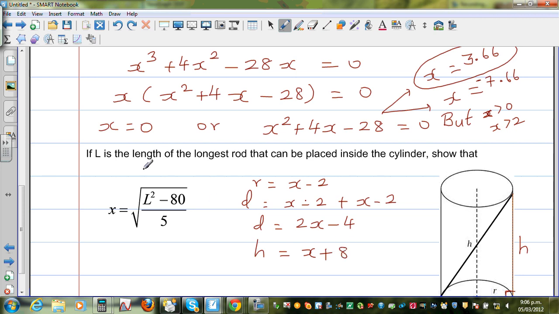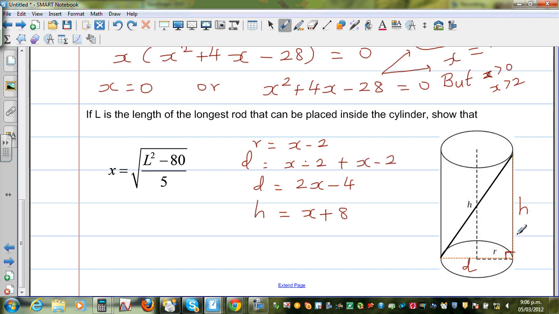So let's read the question. If L is the length of the longest rod that can be placed inside the cylinder, show that x is equal to this formula. So you have to make x the subject. Your diameter is 2x minus 4, and your height is x plus 8. So we can use Pythagoras. Can we say this is your L? This is the length of the longest rod that can be placed. So L squared is equal to 2x minus 4 the whole squared plus x plus 8 the whole squared.